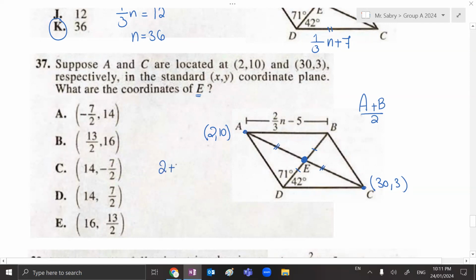Okay, fine, it's easy. So you just have to add the x's and then the y's, and that's it. You'll get the x as 15 and the y as 13 over 2, 7.5.